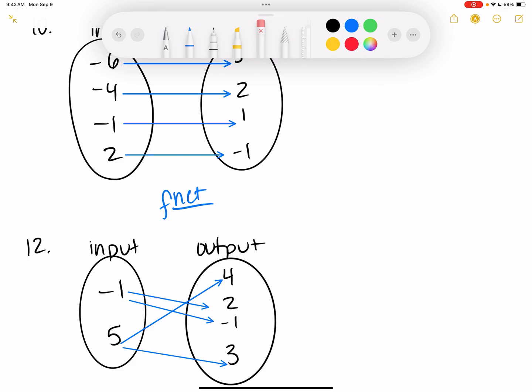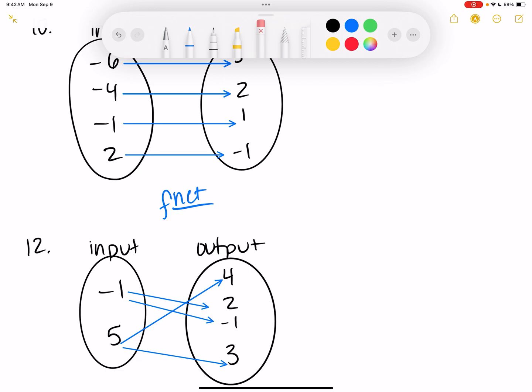If the input was -1, 2, -1, 5, that's not a function, right? Correct, but you would never write it that way because we don't write things that are repeated. Okay, good. We would just draw 2 arrows from that -1.